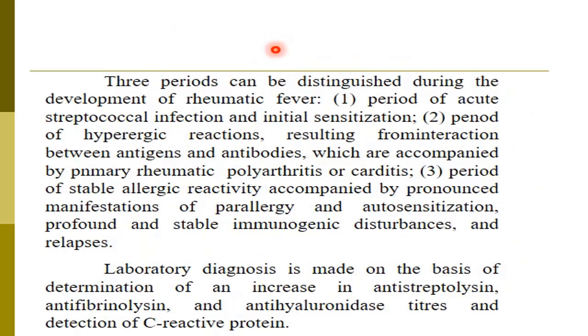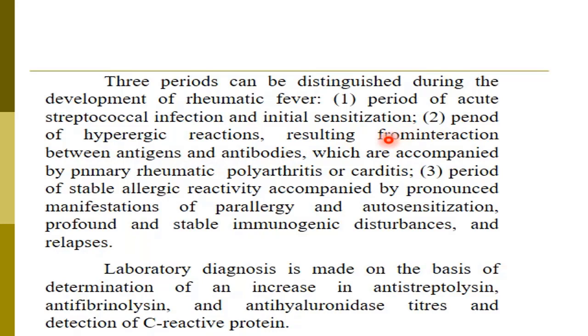In theory, three periods can be distinguished. First, the period of acute streptococcal infection and initial sensitization. The first period is in the acute phase, and we have the beginning of sensitization. The second period is a hyperergic reaction resulting from interaction between antigens and antibodies.